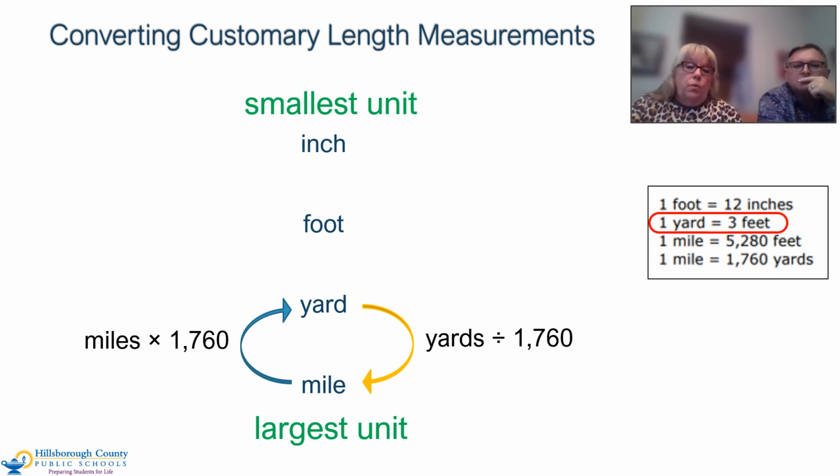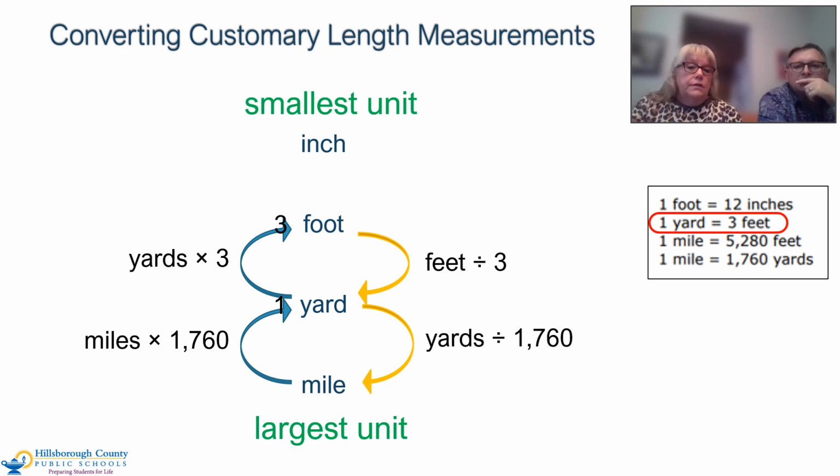I'm going to look at yards to feet because that is my next step. If this was like a ladder, it's the next rung in the ladder. So I'm going to go from 1 yard, which equals 3 feet. And if I'm moving from yards to feet, I'm going to multiply by 3. And if I'm moving from feet to yards, I'm going to have to do the inverse, which is to divide.